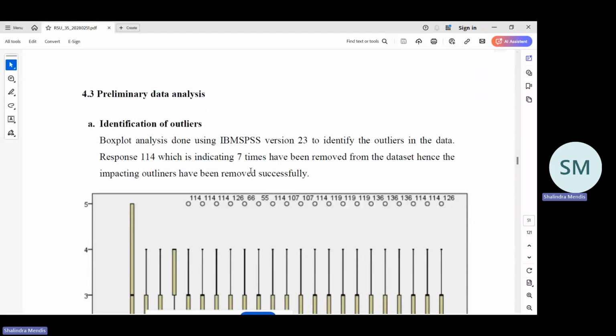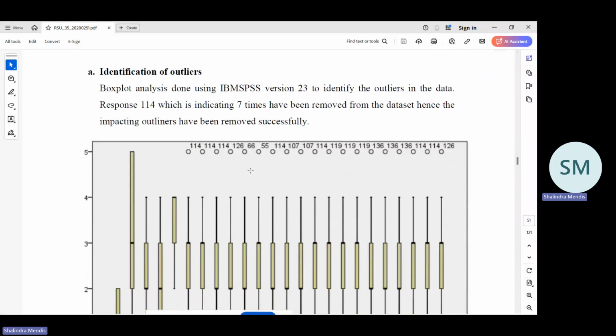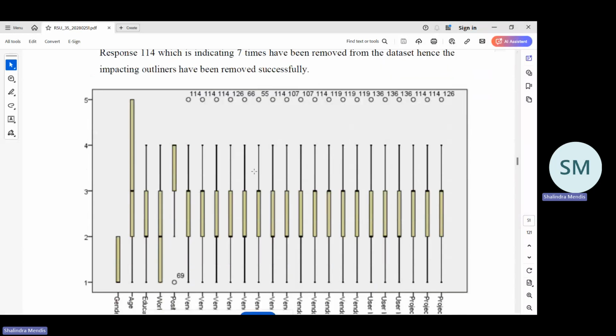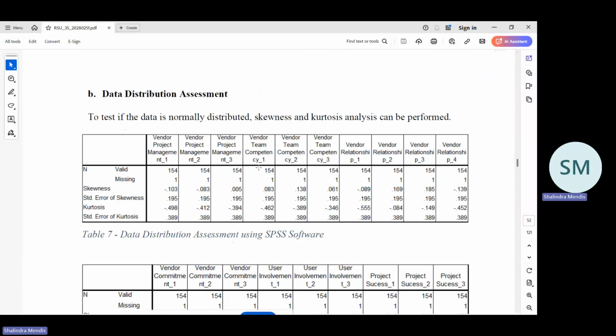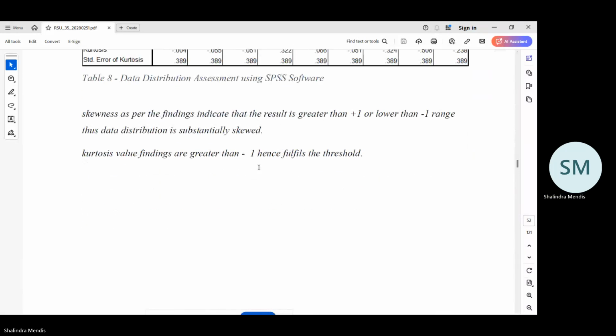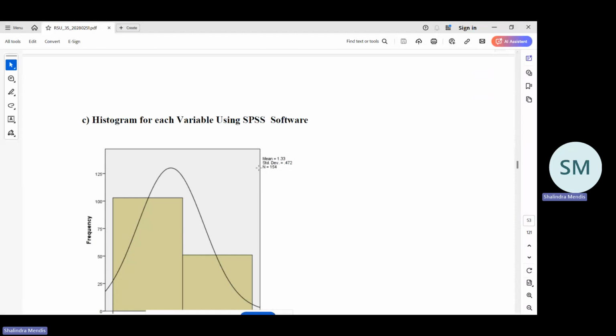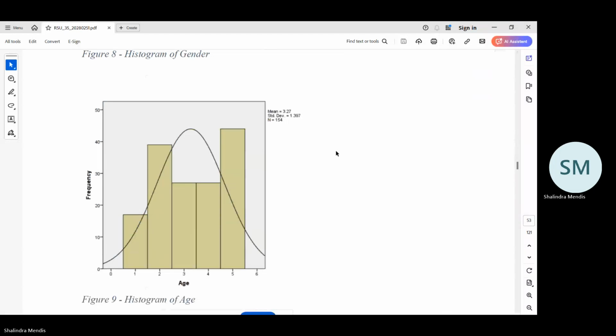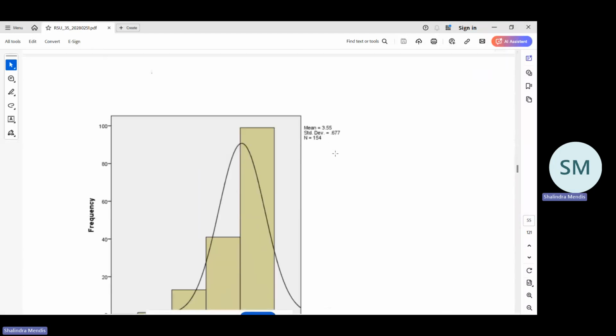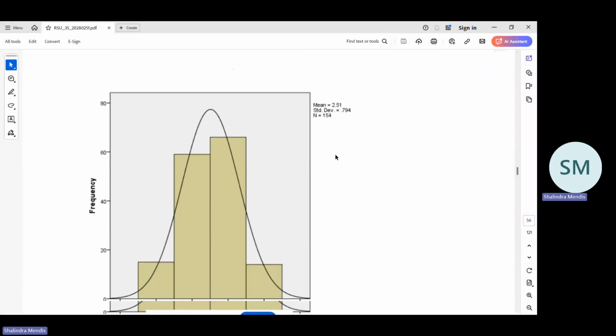Preliminary data analysis, identification of outliers, how to identify outliers. I've done the video and already posted it on YouTube. You can have a look at it as to how to do this. Then the data distribution assessment, how to do the computations is in my video. Histogram, how to generate the histogram. That video is also available in the same video on YouTube. For all indicators I have drawn, I have generated the histogram.